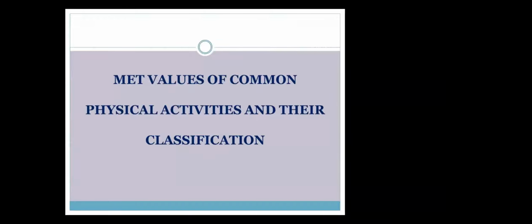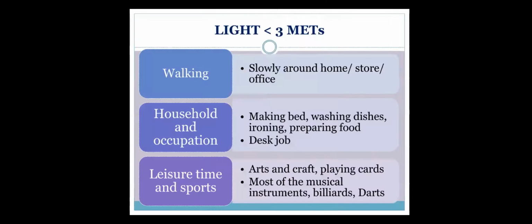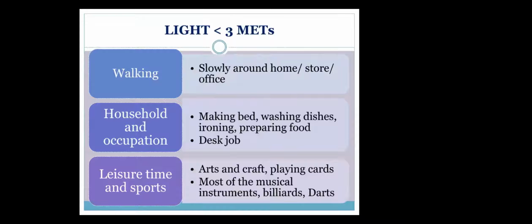Now let's take a look at some of the MET values for common physical activities and how they are classified. This will give you an idea about the MET value. If we take the light category, it will have a MET value of less than 3. Some of the examples are walking around slowly, say to the store or to office. Household and occupation categories can be making bed, washing dishes, ironing, preparing food, or desk job for that matter if it is occupation related. Leisure time activities could be arts and craft, playing cards. Most of the musical instruments also fall under the light activity criteria, billiards and darts. So all these sports will come under light intensity activities.